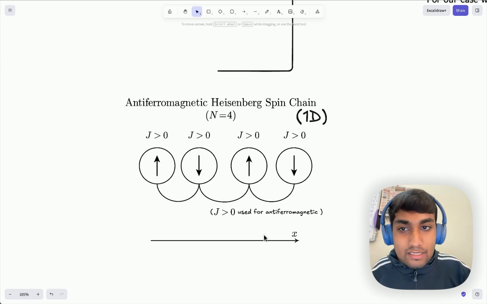Hi, my name is Priyansh Rawat and I will be discussing the Heisenberg spin chain system in one dimension. We are considering the N equals 4 case here, an antiferromagnetic system, so the exchange coupling constant will be positive. Also, I will be formulating the Hamiltonian here at the end with the help of Python code.